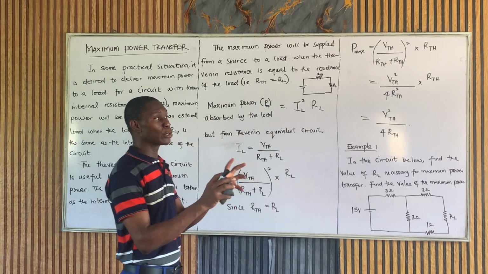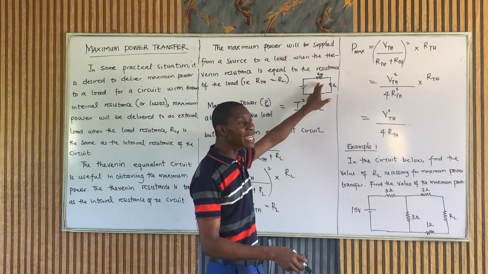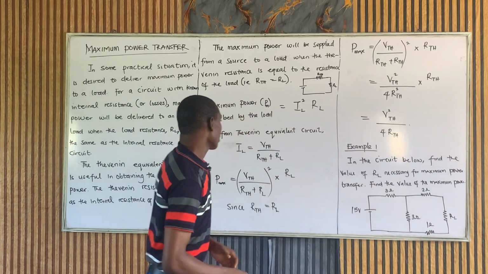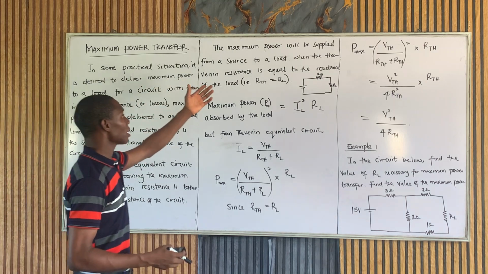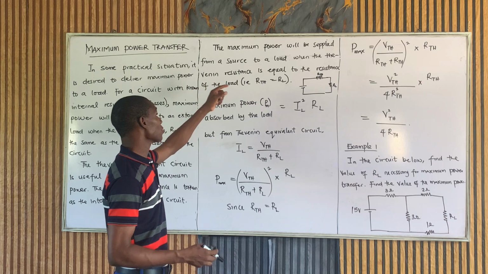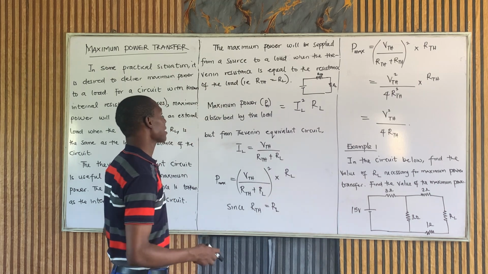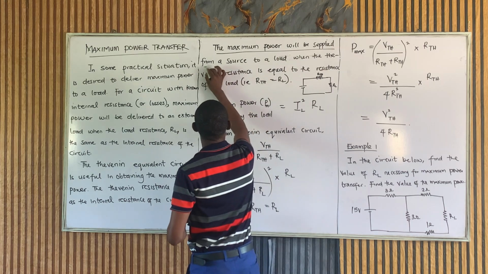So we can adjust the load to be the same value as the Thevenin resistance. And this Thevenin resistance is treated as the internal resistance of the circuit. So that's that about that. So this is the maximum power transfer theorem. It states that the maximum power will be supplied from a source to a load when the load resistance equals the Thevenin resistance. So this is the maximum power theorem.